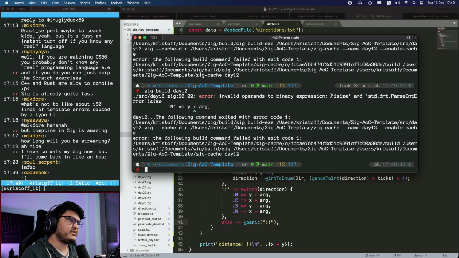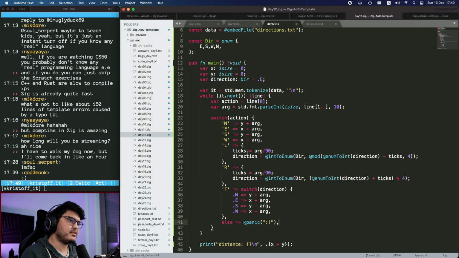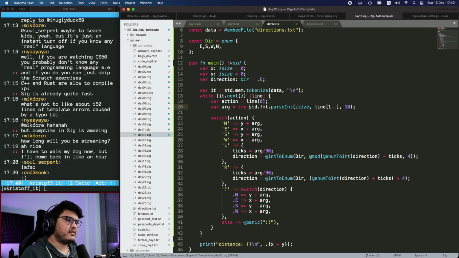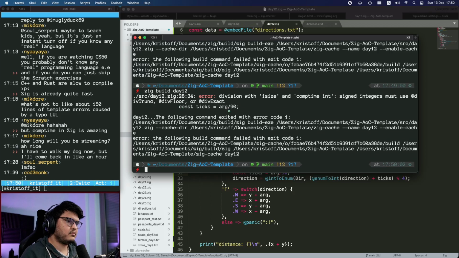Next, error. Invalid operands by expression, isize and comptime int error. Yes. Missing a try. Next, undeclared identifier ticks. Yes. Next is division with isize and comptime int.